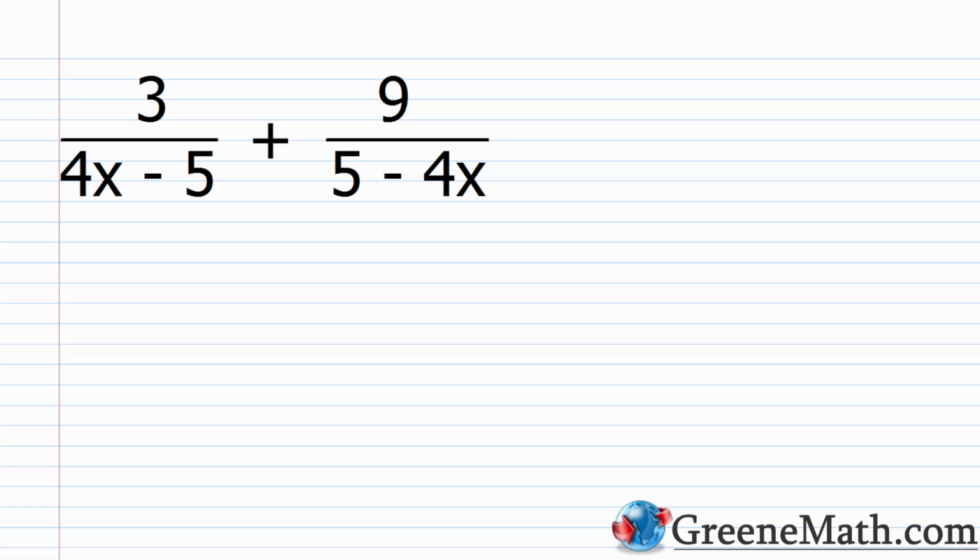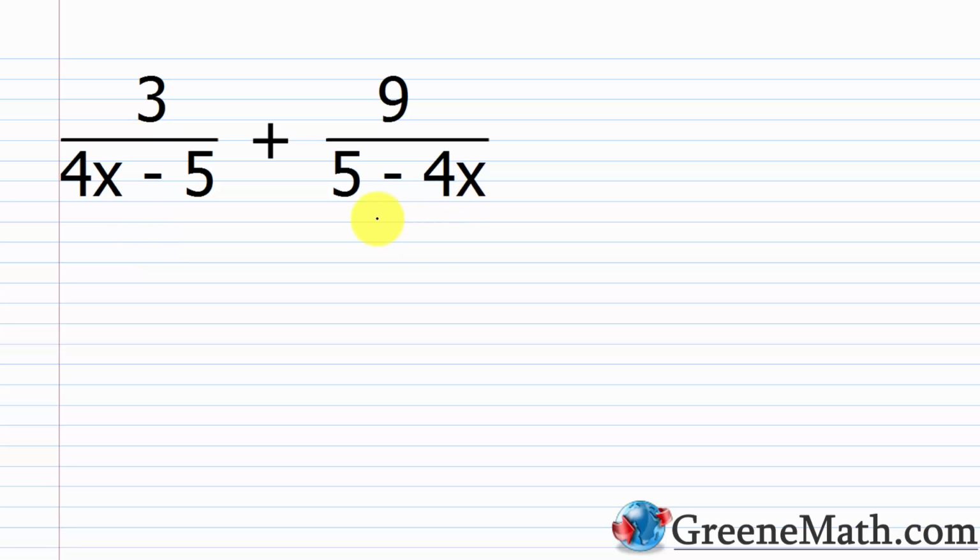All right, so let's look at one where the denominators are opposites. So we have 3 over 4x minus 5 plus 9 over 5 minus 4x. So remember, we talked about this before. If I see the same terms, but they have different signs.